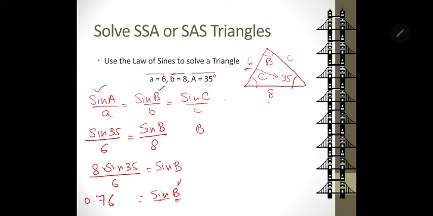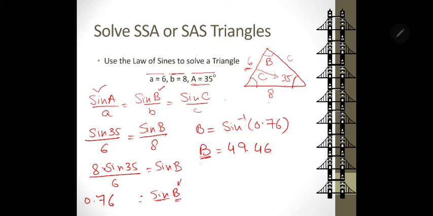So to calculate this, the angle B will be equal to sine inverse of 0.76. Now from your calculator, to calculate sine inverse, what you need to do is press shift sine and 0.76, and you can have the answer, which will be angle B equals 49.46.